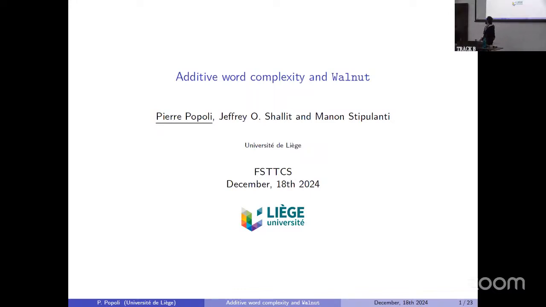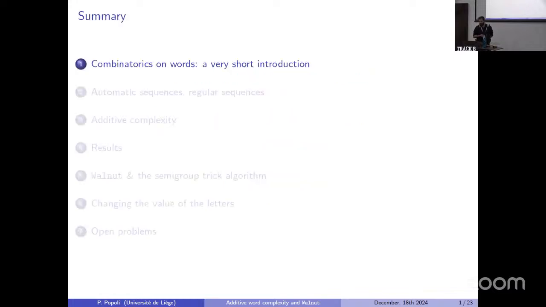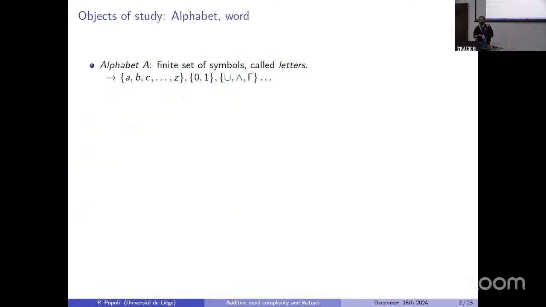Thank you to the organizers for organizing this conference. So today we talk about additive word complexity and Walnut. This is a joint work with Jeffrey Shallit and Manon Stipulanti, also at the University of Liège. And I will start with a short introduction of my research field, that is combinatorics on words.